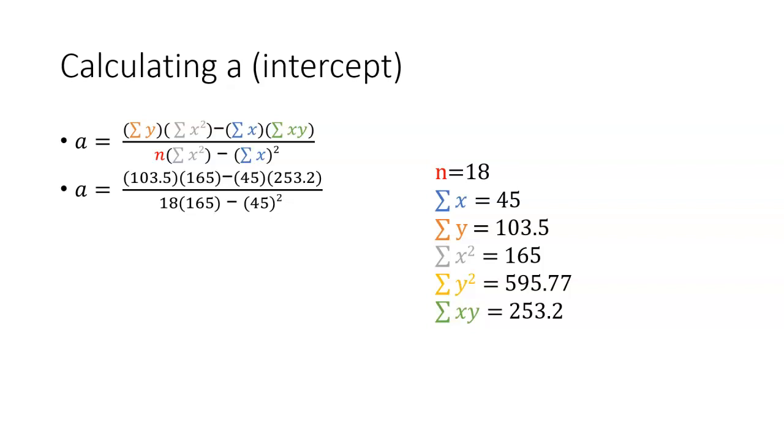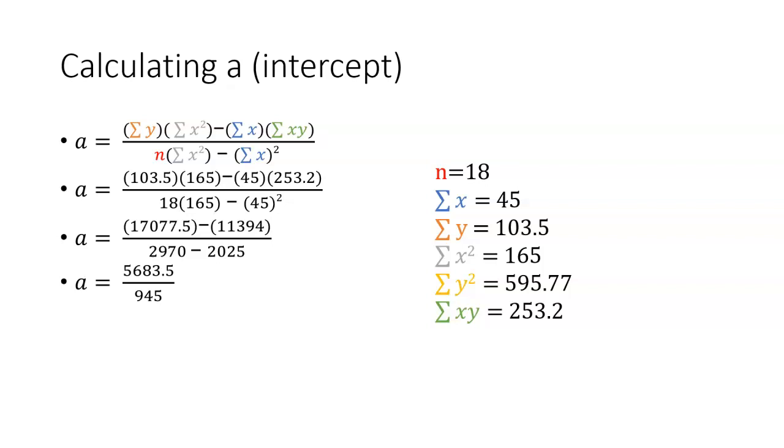Remember PEMDAS. We do parentheses first, then exponents, multiplication and division, before we do addition and subtraction. If we simplify these values, we get these values here. We then simplify those values, and you come up with this number right here. This looks like a rather large number, but it's a simple calculation using a calculator or spreadsheet. Then you calculate this out. Your intercept is 6.014. Remember, in this particular case, the intercept was supposed to be 6. This is the calculated value. This is a very good calculated value in that it is very close to the value of 6.